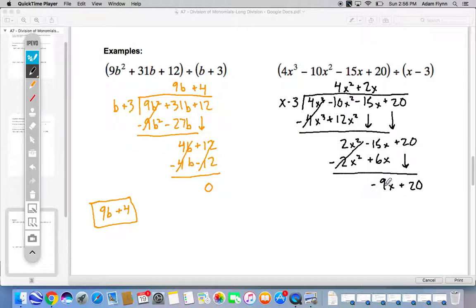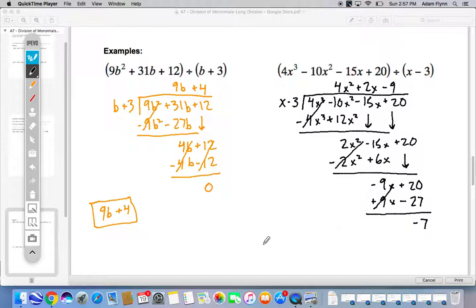Okay, so moving on, negative 9x divided by x is negative 9. X times negative 9 is negative 9x. And negative 3 times negative 9 is a positive 27. So I have to switch my signs, so that becomes negative, this becomes positive. So negative 9x plus 9x cancels, and I have 20 minus 27, which is negative 7. So at this point, I've done everything, which means I have a remainder of negative 7.